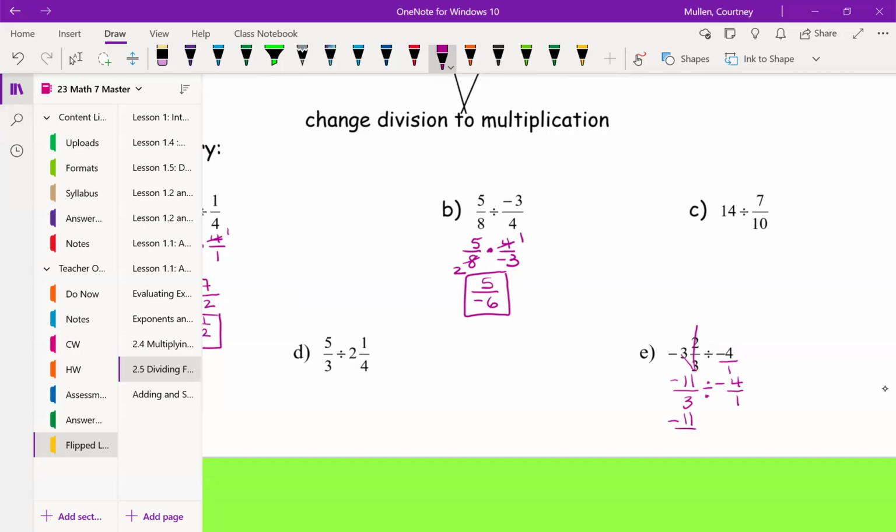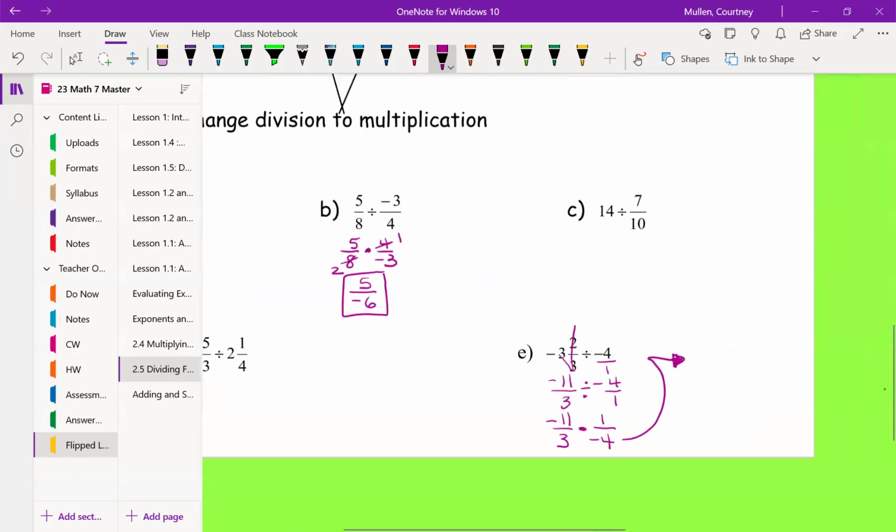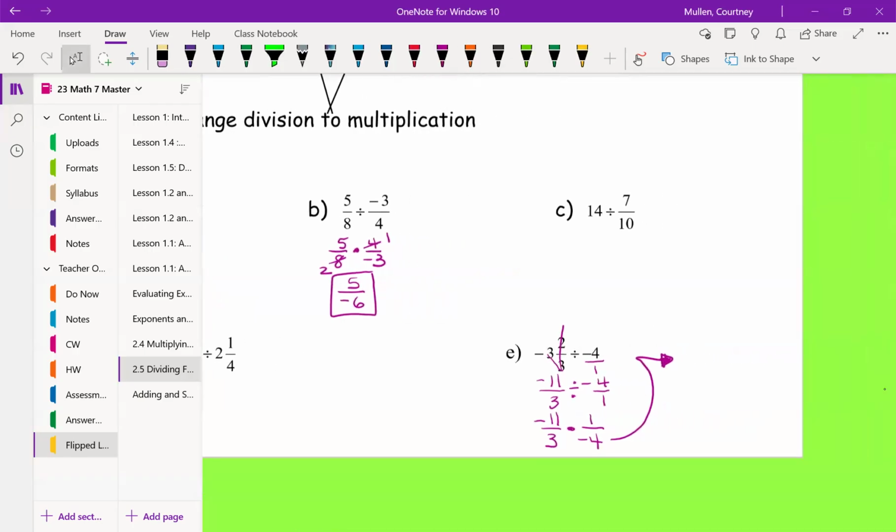Now we're ready. Division is going to change to multiplication. And we're going to do the reciprocal of the fraction here. If you're running out of room on your paper, just kind of come over to the side. There's nothing to simplify, so we're going to multiply across. -1 times 11 is -11. 3 times -4 is -12. Are we done here? Have we fully simplified? No, we haven't. What's a negative divided by a negative? A positive. So our final answer, 11/12 as a proper fraction.